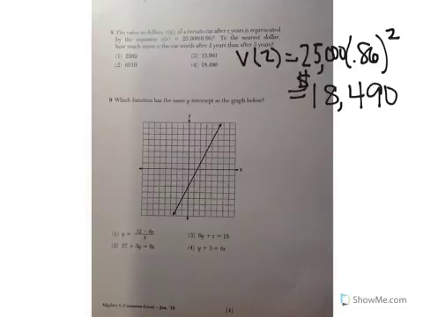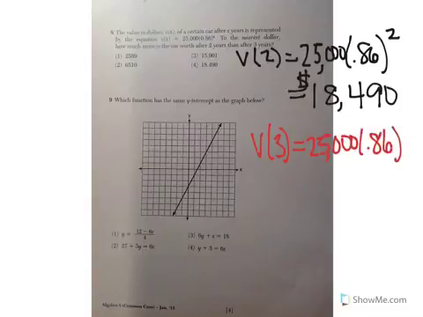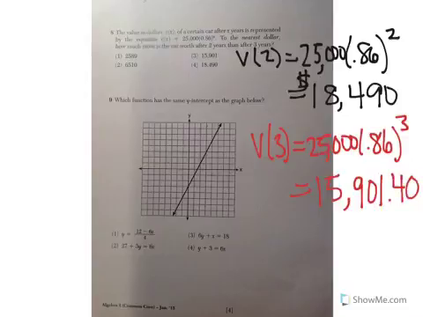Okay, now if we find 3 years, v of 3, we'll do the same thing, but instead of substituting 2 in for x, we're going to substitute 3. And when I type that in, I get $15,901 and about 40 cents. So it's asking how much more is the car worth after 2 years right here compared to year 3. So all you have to do is subtract because we're finding the difference.